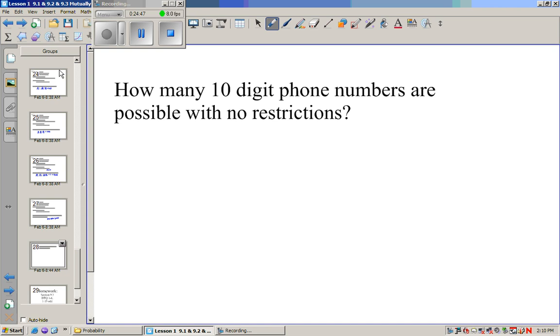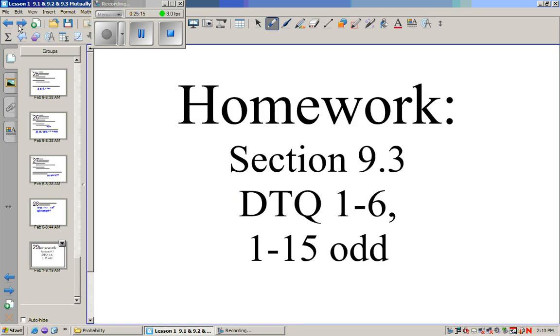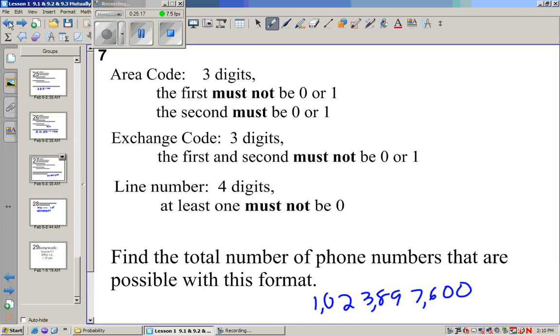Now, how many 10-digit phone numbers are possible with no restrictions? So that would be 10 times 10 times 10, so it would be 10 to the 10th. So that means it's 10, 2, 3, 4, 5, 6, 7, 8, 9, 10. So I'm going to put my commas in. Thousands, million, billions. So there would be 10 billion with no restrictions. So the restrictions cut down quite a bit from 10 billion to 1 billion.